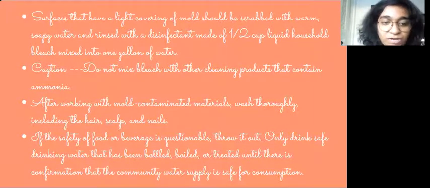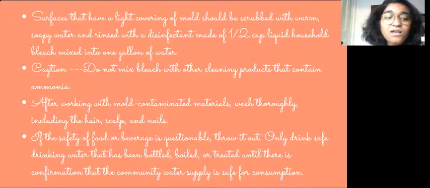After working with mold contaminated materials, wash thoroughly, including the hair, the scalp, and the nails, to prevent yourself from falling ill. If you're going through any type of infection, please seek medical help as soon as possible.